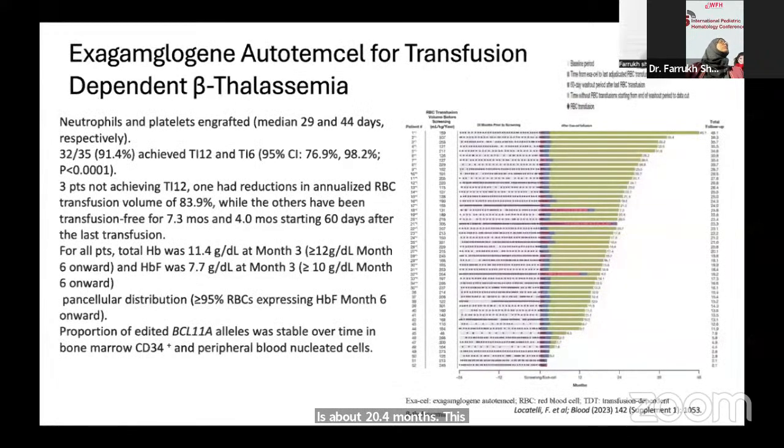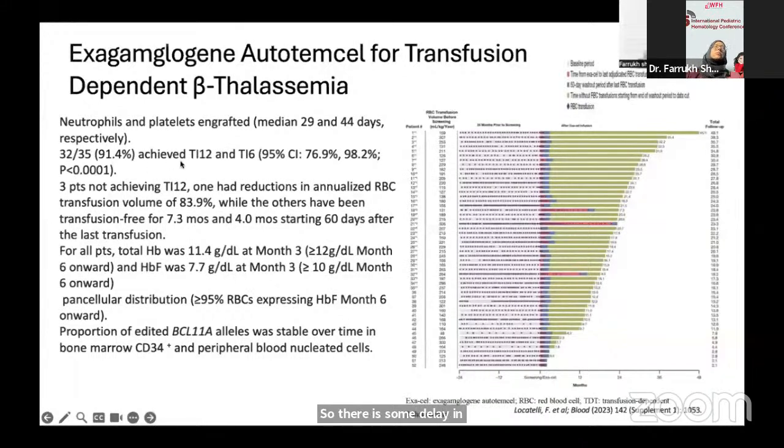This is very similar to the plot that I've just shown with the Beticel, and here you can see the transfusion independence for patients, with the 3 patients who did not achieve transfusion independence here in the pink. What's important here is that neutrophil and platelet engraftment occurs on a median of about 29 to 44 days, respectively. So there is some delay in platelet engraftment.